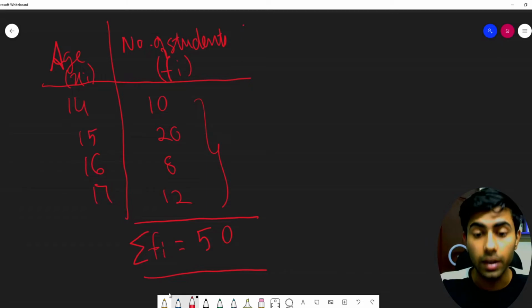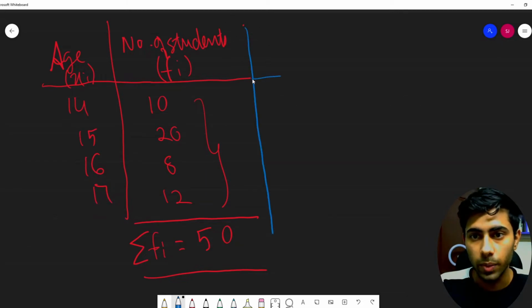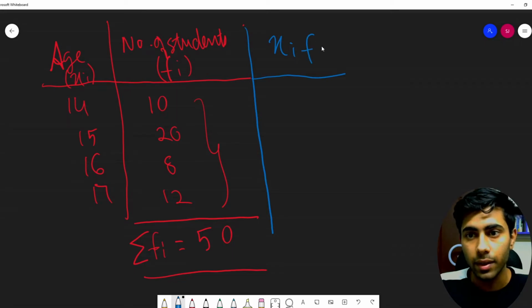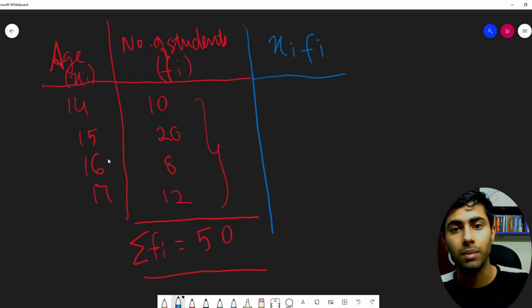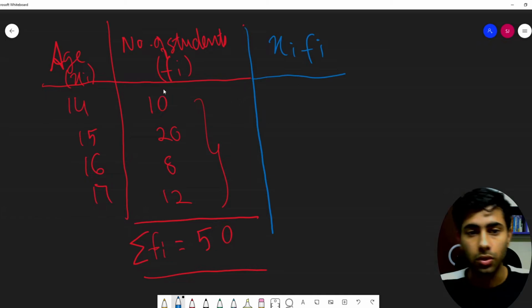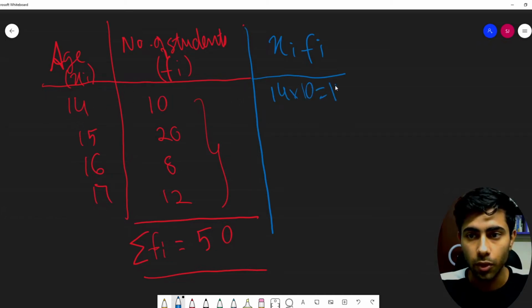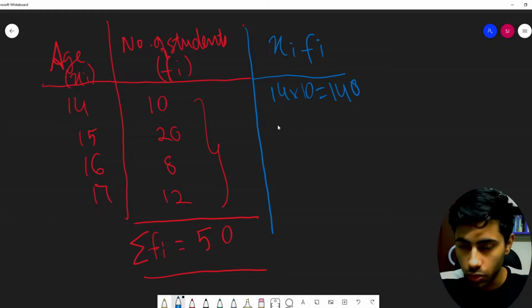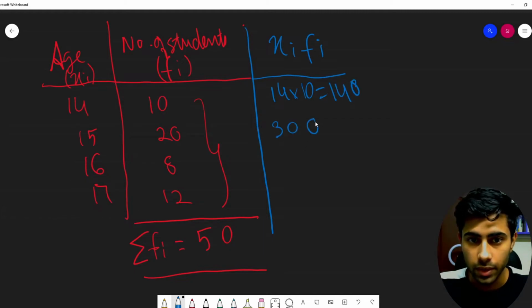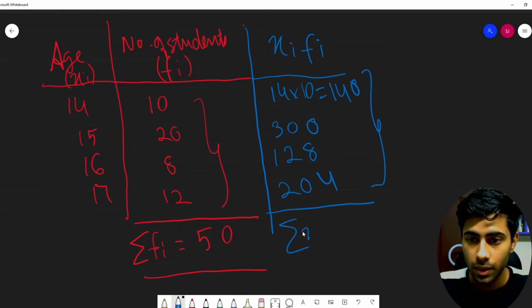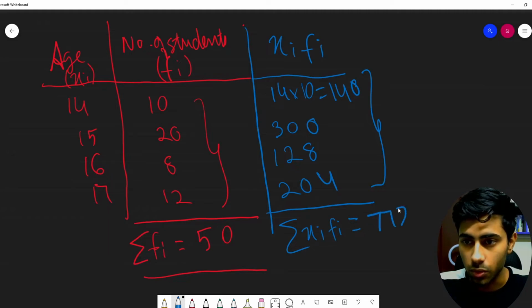Now I'm going to draw another column. This column is going to be xi fi, which is the multiplication of my age column and the frequency column. So 14 multiplied by 10 is equal to 140. Similarly, this is going to be equal to 300. This is going to be equal to 128. And this one is going to be equal to 204. And now if I take the summation of these values, that is summation of xi fi, I'm going to get a value that is 772.